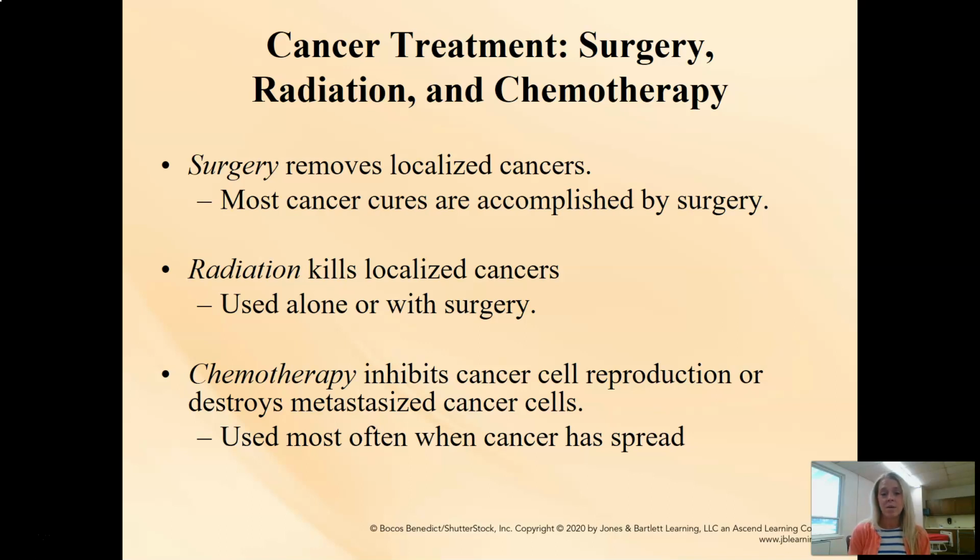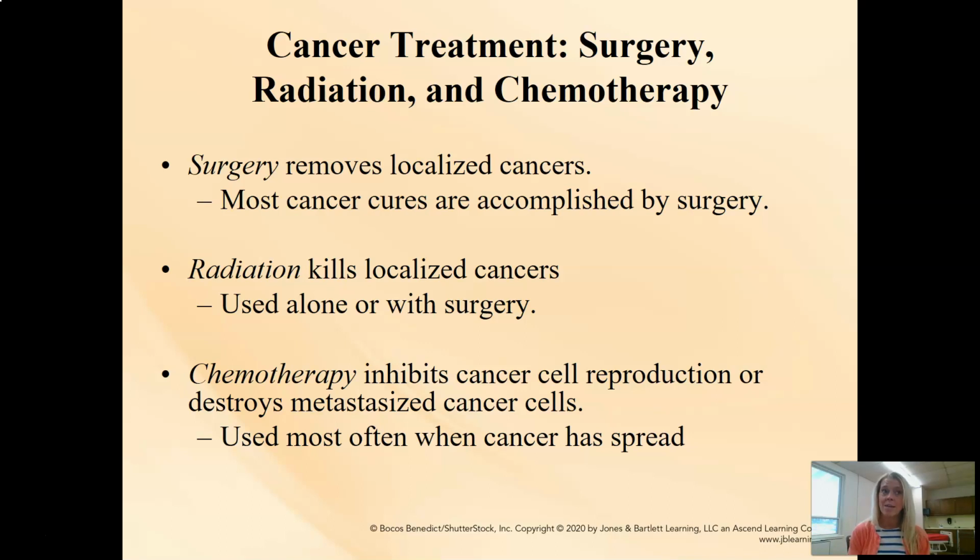Chemotherapy is also another common treatment for cancer. It inhibits cancer cell reproduction or destroys metastasized cancer cells. This is the type of treatment that's used most often if the cancer has spread. Chemotherapy is usually administered intravenously through an IV, and it delivers anti-cancer drugs. The way that most chemotherapy works is that they target those rapidly developing and rapidly growing cells.